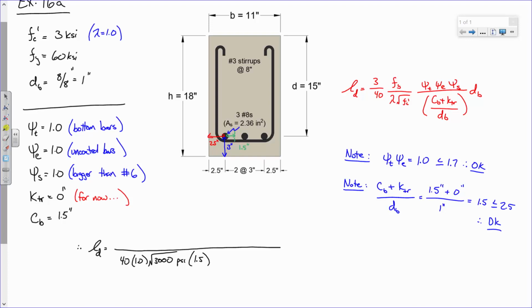And then on the top, I have 3 times Fy. What's my Fy? 60,000. Remember, the f'c is in psi, so this needs to be in psi as well. So this is 60,000 psi. And then our factors are 1, 1, 1, and our D sub B is 1 inch. If you look at the units, what's the answer going to come out in? It's going to be in inches. So our development length is going to be in inches. And what does that come out to be?